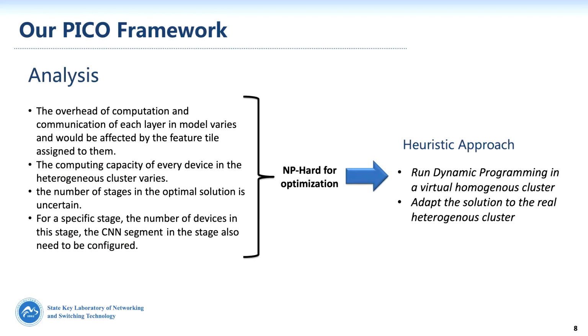However, such an optimization faces many roadblocks. Each layer has different overhead for both communication and computation. The number of stages, the number of devices, and the CNN segment in a stage all need to be configured. In fact, we can show that finding the optimal solution is NP-hard. Thus, we use a heuristic approach, which first runs dynamic programming in a virtual homogeneous cluster, then adapts the solution to a real heterogeneous cluster.